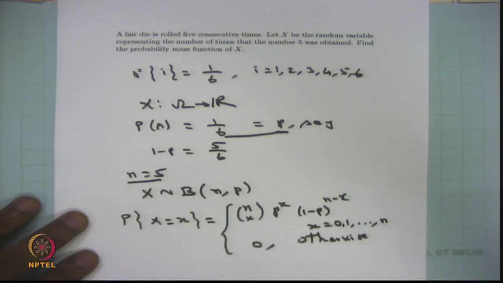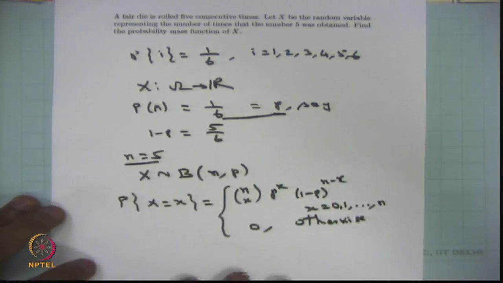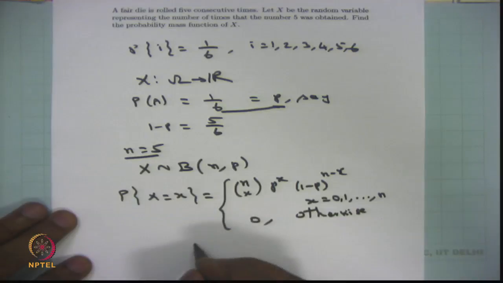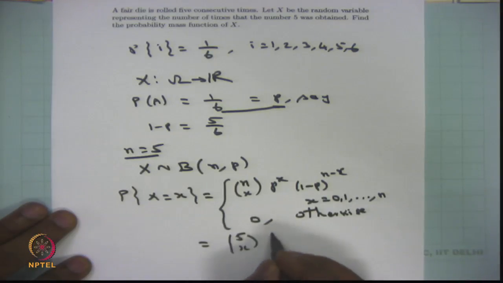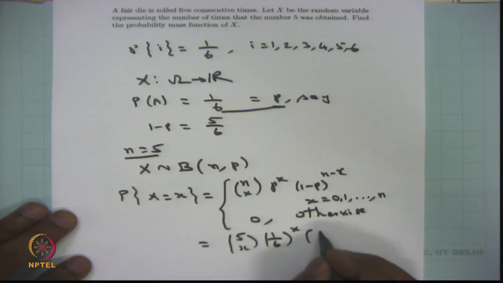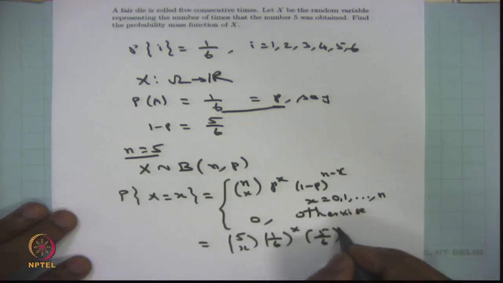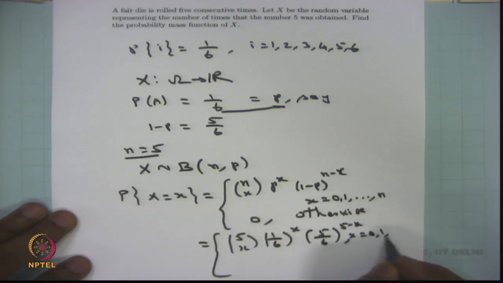This is a probability mass function of binomial distribution. So in this problem, this is going to be 5Cx (1/6)^x (5/6)^(5-x) when x takes a value 0, 1 and so on till 5, 0 otherwise.